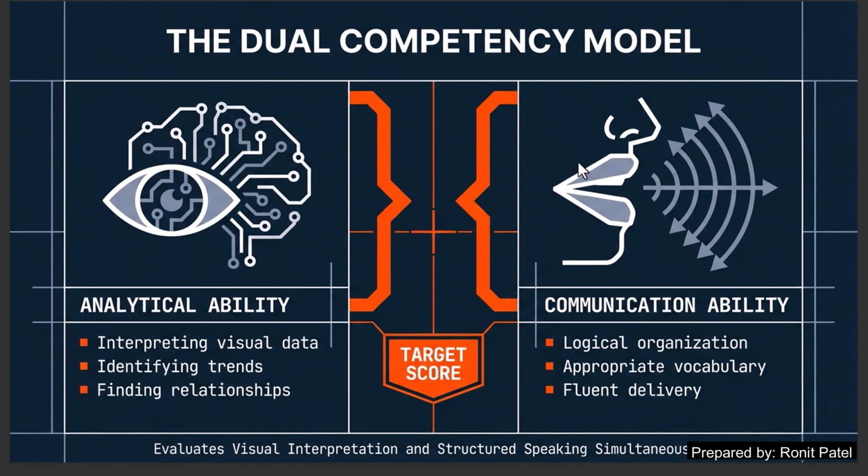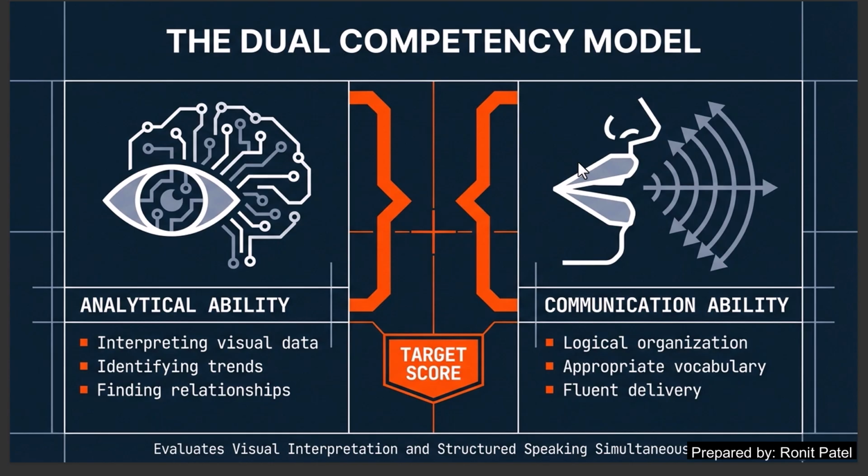Now let's understand the core scoring philosophy. Describe image measures two abilities at the same time. First is analytical ability, which includes interpreting visual data, identifying trends, and finding relationships. Second is communication ability. This includes logical organization, correct vocabulary, and fluent delivery.